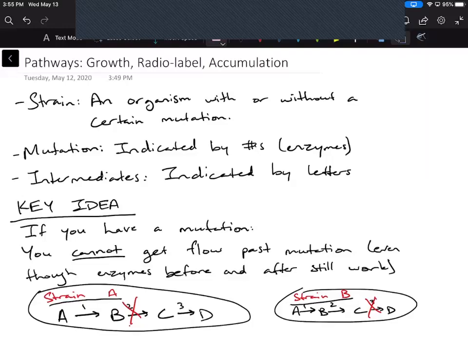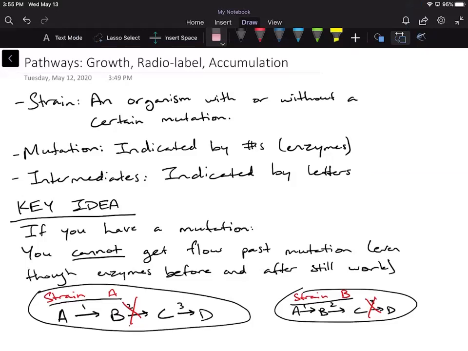Okay, so for this week, I think it's week 7 of the quarter already. We're going to be talking about pathways, and in lecture, you're going to see that we have growth pathways, radiolabel pathways, and accumulation pathways, which you're going to be seeing some of on your study questions and also on the midterm.